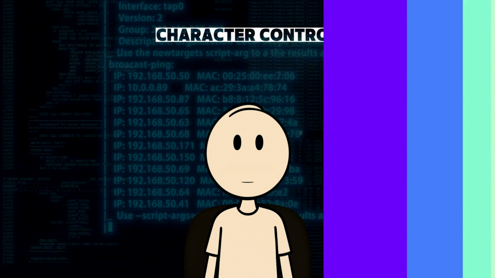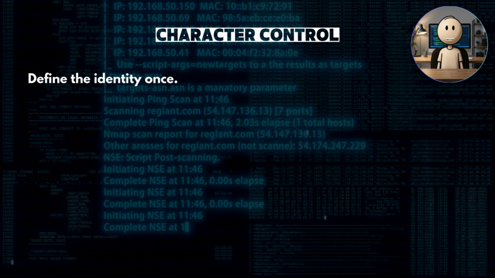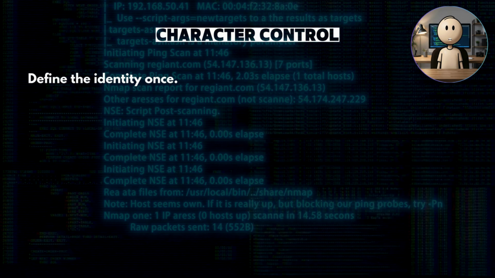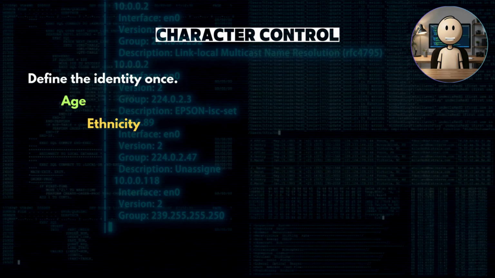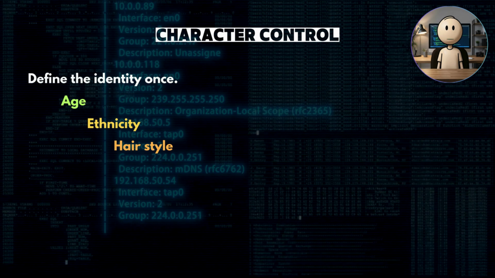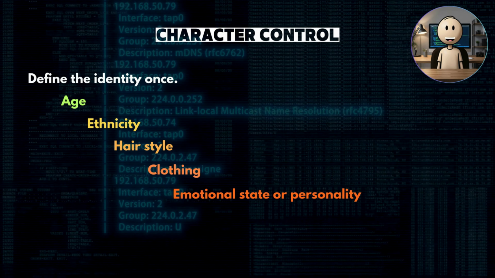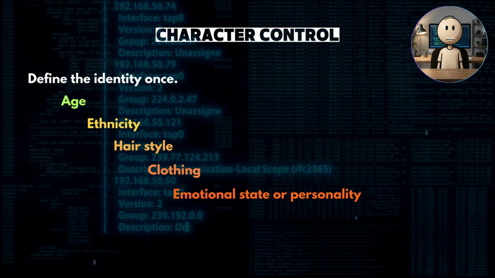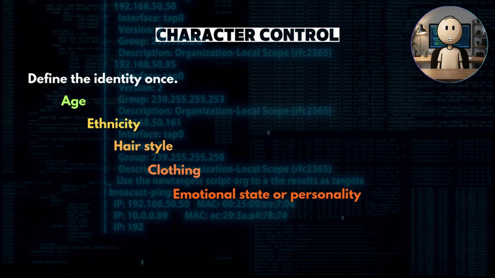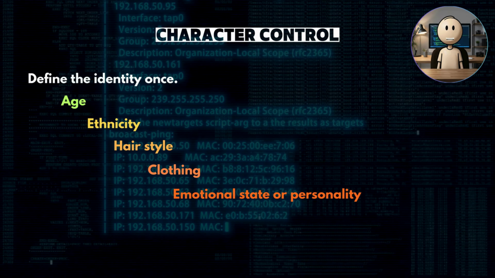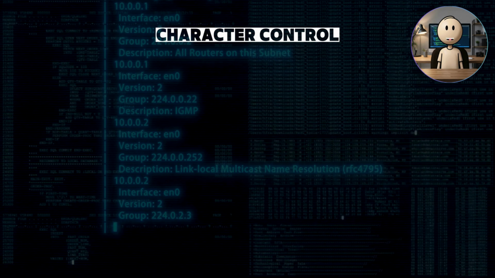So here's the rule. Define the identity once, never repeat it. Never overspecify it. There are exactly 5 attributes you need to lock in. 1. Age. 2. Ethnicity. 3. Hairstyle. 4. Clothing. 5. Emotional state or personality. That's it. You don't need height. You don't need weight. You don't need to describe pores, freckles, perfect eye reflections. Those belong to the 80% that Sora 2 handles unbelievably well. Let me show you the difference.